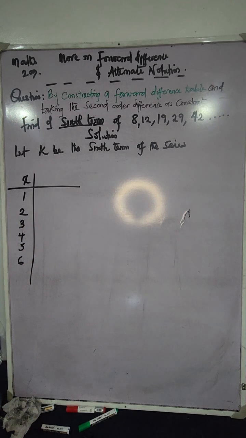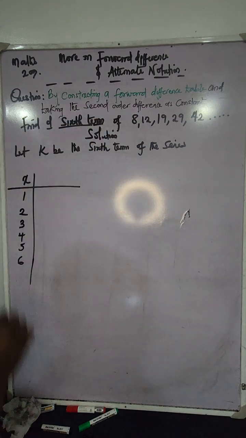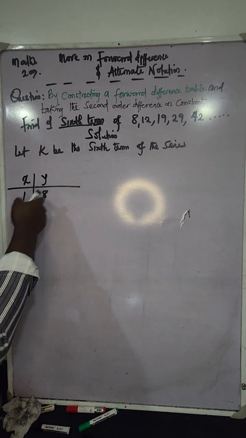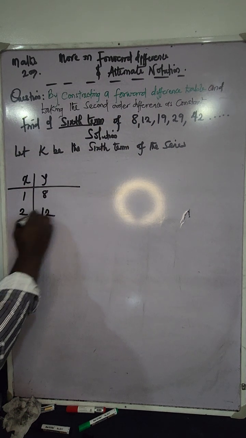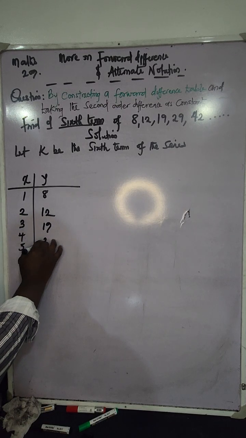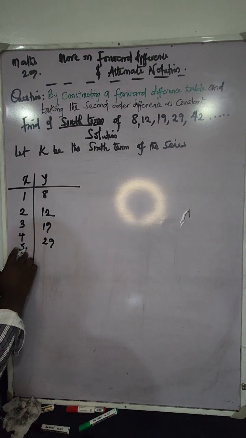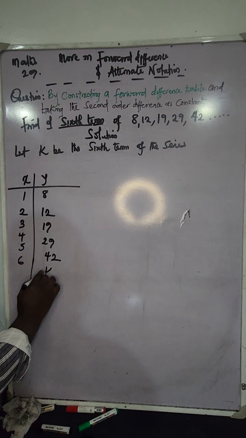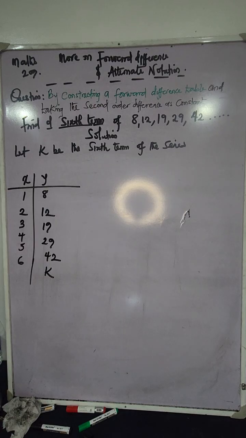What will be the values of y since the sixth term? So we are dealing with y here. This is the first term, 8. The second term will be 12. The third term will be 19. The fourth term will be 29. The fifth term will be 42. And the sixth term we don't know, so that's k.